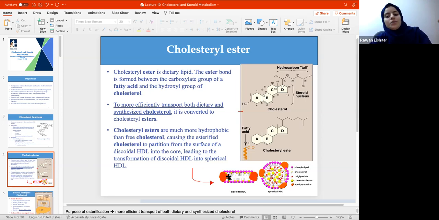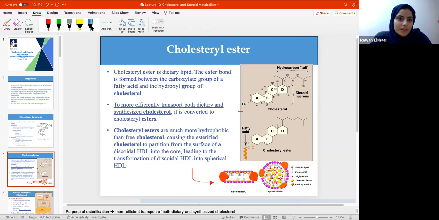So I added this picture for your convenience to explain better. This is a discoid HDL. Discoid basically means that this shape is a disc, okay? So this is HDL that absorbed cholesterol, but the cholesterol is in normal form, okay? This isn't a cholesterol ester. As you can see, the yellow dots are the cholesterol. Because they're partly hydrophilic, they're stuck in the outer parts. They're not completely hydrophobic, so that's why they can stick in the membrane happily. They're not that bothered, okay?